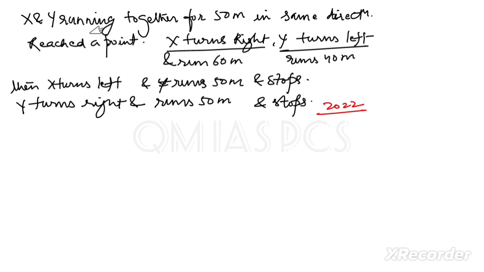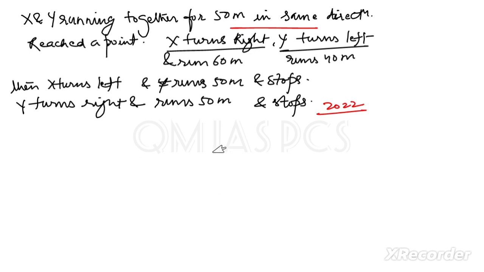Fine. So it is given that two friends X and Y started running, and they run together for 50 meter in the same direction. After reaching a point, X turns right and runs 60 meter. Y turns left and runs 40 meter. After that, X turns left and runs 50 meter and stops, and Y turns right and runs 50 meter and stops. Based on this, you have to draw the direction diagram.